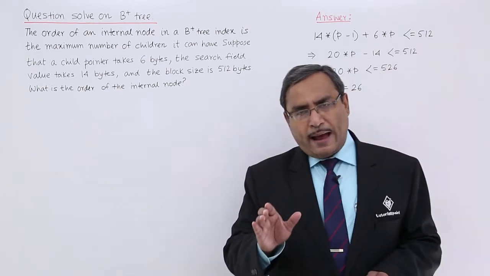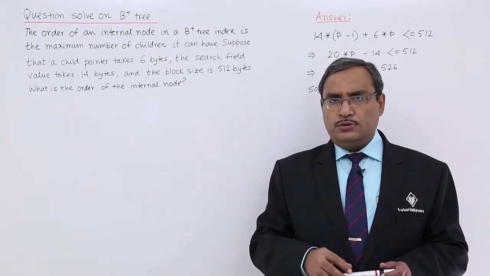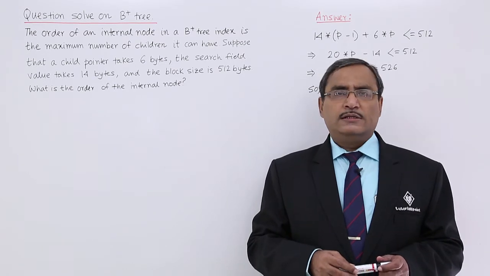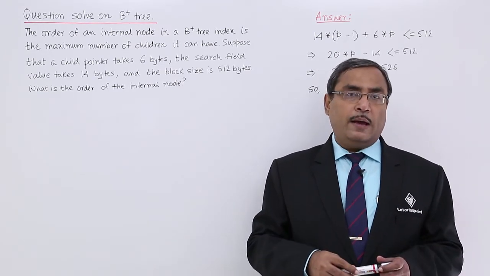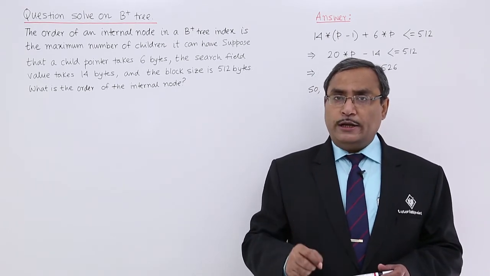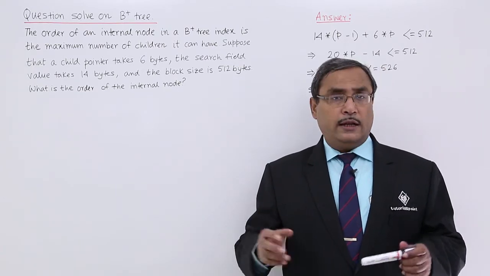that in case of B plus tree, we are going to have two kinds of nodes. One will be the internal nodes, which will be containing say p number of pointers and p minus 1 number of search info fields, and there will be some leaf nodes which will be having a different structure because there will be no pointer pointing to the children nodes, because they are the leaf nodes.